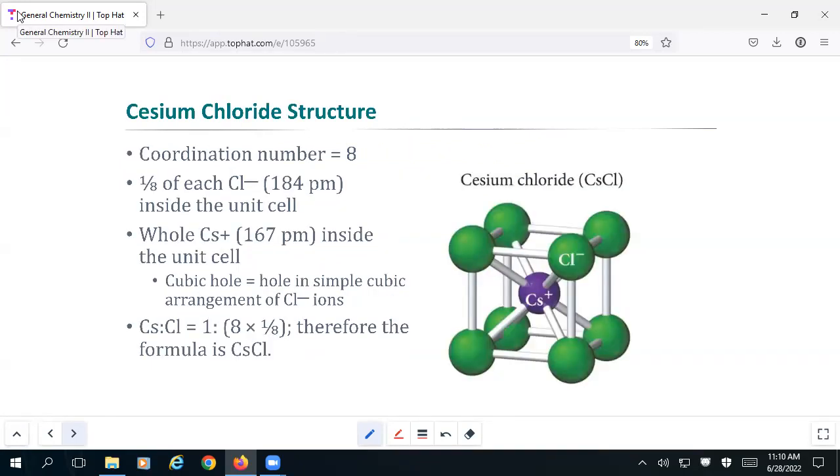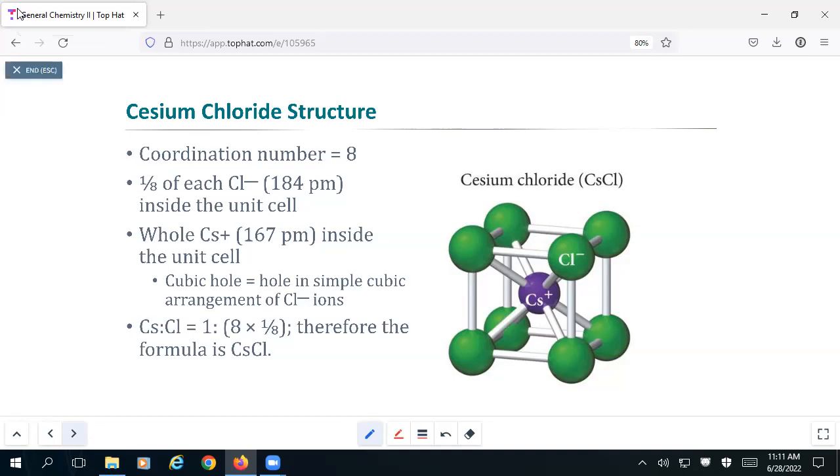So we take a look at this first example here, cesium chloride. Now, cesium chloride resembles a body-centered unit cell. The only thing that is different is that we've got two different substances there. We've got the simple cubic being represented with those chloride ions, and we've got the cesium ion in the middle of that cube.